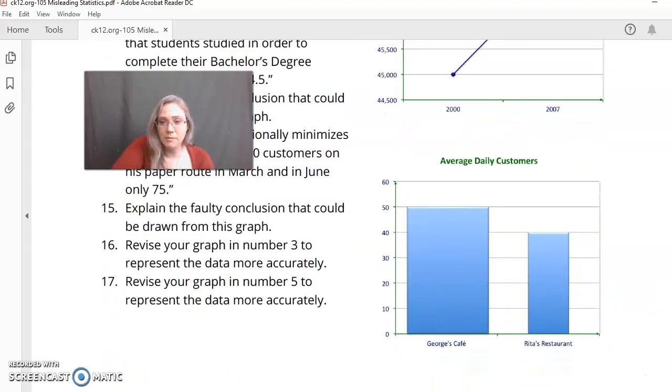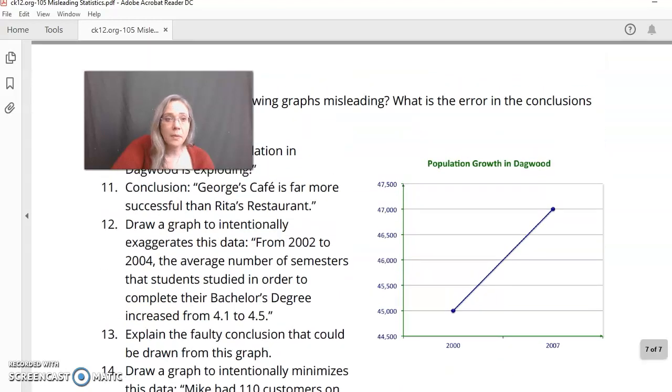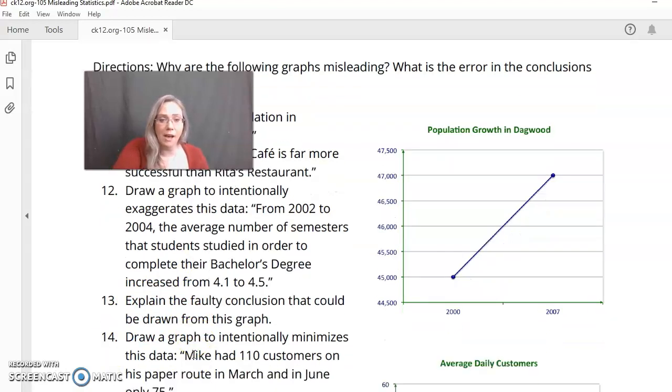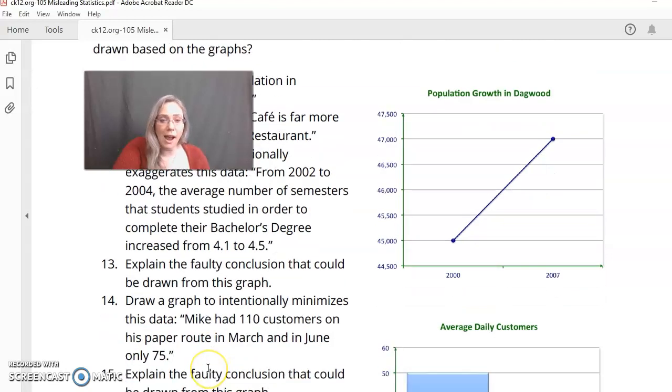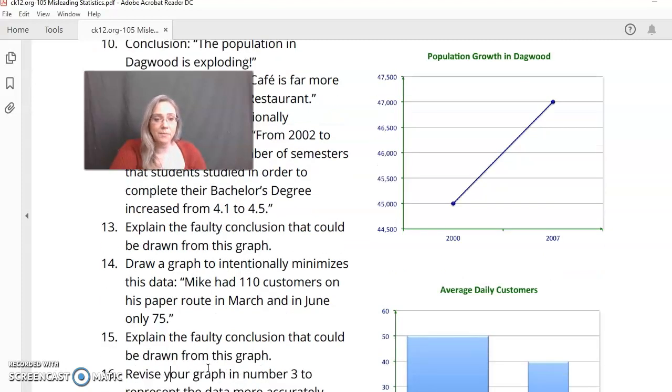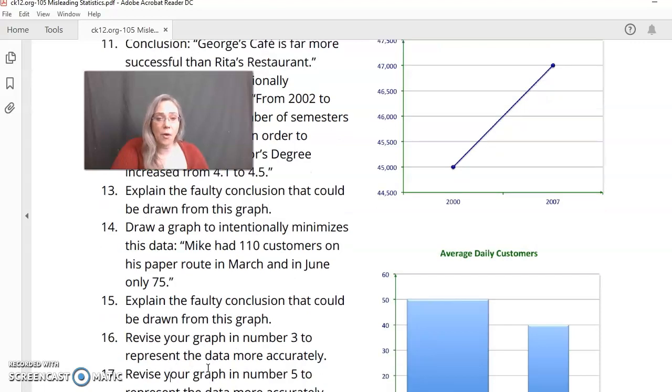Here's the 2 here. 12. Draw a graph to intentionally exaggerate this data. From 2002 to 2004, the average number of semesters that students studied in order to complete their bachelor's degree increased from 4.1 to 4.5. 13. Explain the faulty conclusion that could be drawn from this graph. 14. Draw a graph to intentionally minimize this data. Mike had 110 customers on his paper route in March, and in June only 75. 15. Explain the faulty conclusion that could be drawn from this graph.